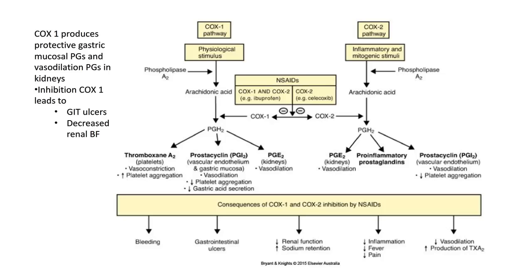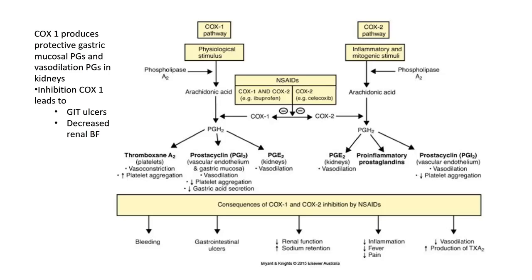If we have a look at the COX-2 pathway, this is the pathway that has to do with our inflammatory responses, and in this case phospholipase releases arachidonic acid. If COX-2 is the enzyme acting on arachidonic acid, then we end up with the pro-inflammatory prostaglandins along with prostacyclin PGI2, which decreases platelet aggregation and has an effect on vasodilation, and PGE2, which again is going to have a role in vasodilation in the kidneys.